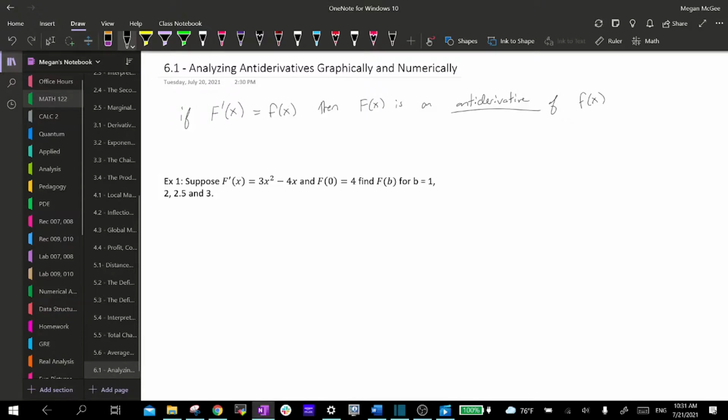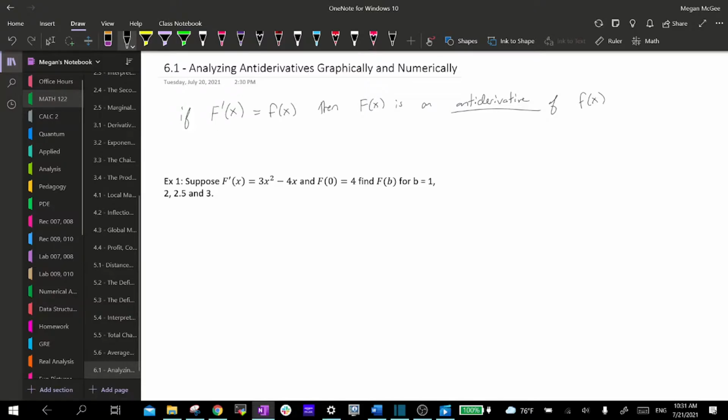Okay, so in example 1, we're given a derivative, so we're given capital F prime is equal to 3x squared minus 4x, and we're given one other point. We're given that capital F of 0 is equal to 4. So we're asked to find capital F of b, for b equal to 4 different values.